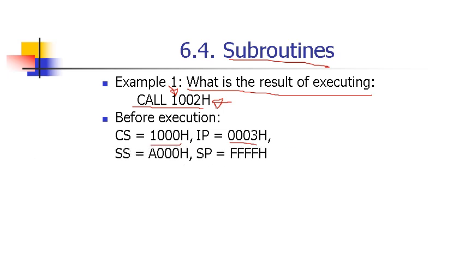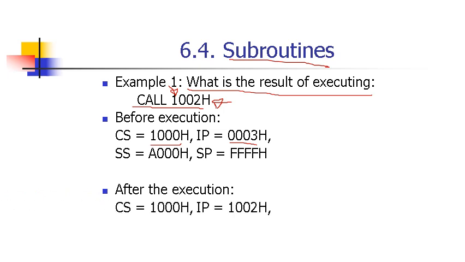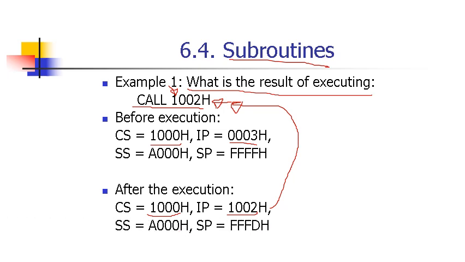After execution, your CS is as is, while your IP now is modified to the value given in the instruction, which is 1002 hexadecimal. You see here your stack pointer has been displaced 2 locations down to store the value of your IP. Okay, good.